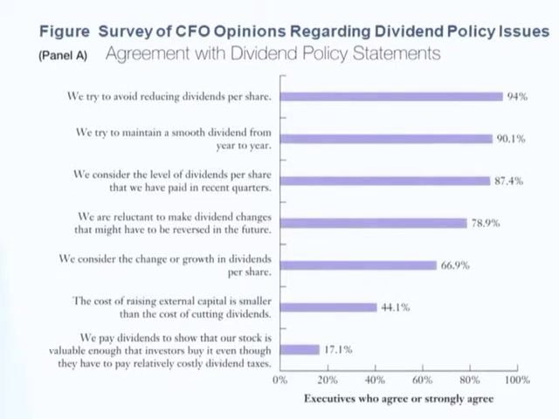And here is a survey that they did with CFOs. They tried to find their opinions regarding dividend policy. You see, the majority of the CFOs say the same thing. They try to avoid reducing dividend per share. This is a big thing. If you reduce dividend per share, income investors will leave, and it causes a sharp drop in price. And they also agree that they try to maintain a smooth dividend from year to year, so that they can create confidence in income investors.